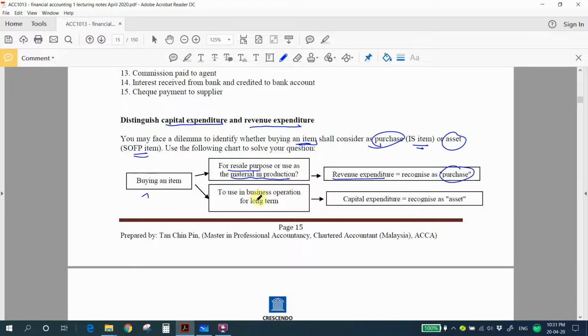However, if you buy something for use in the business operation and this item is likely to be used for the long term, this will be treated as capital expenditure and this item is an asset of the company. And I hope this table is easy for you to identify whether you shall classify this item as a purchase under revenue expenditure or treated as an asset under capital expenditure.